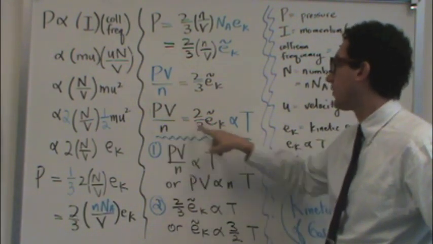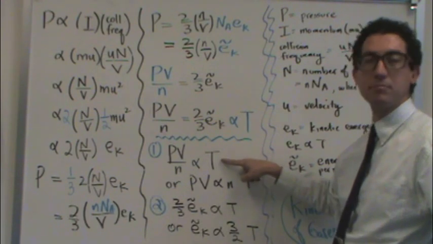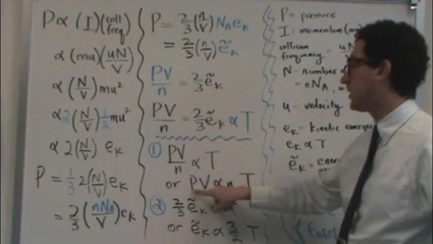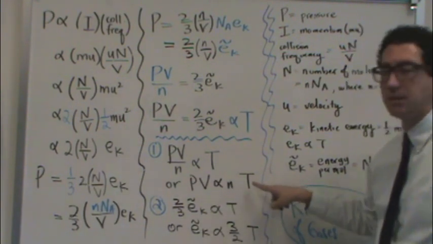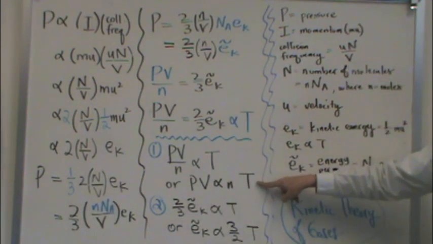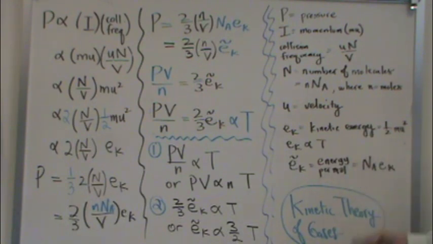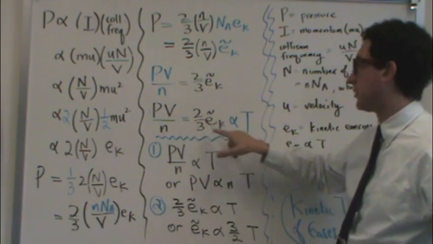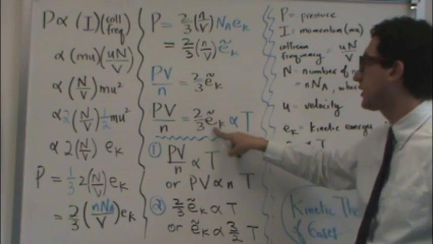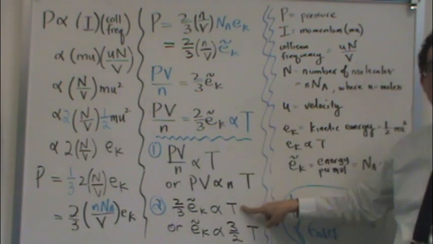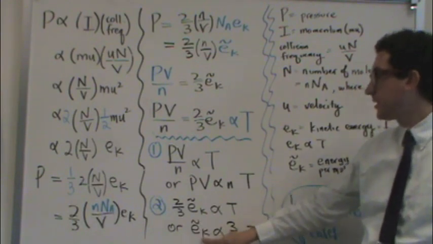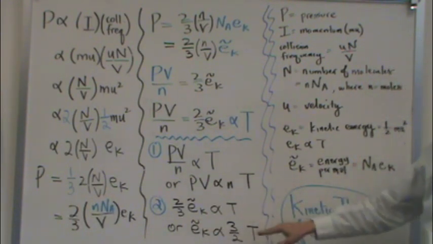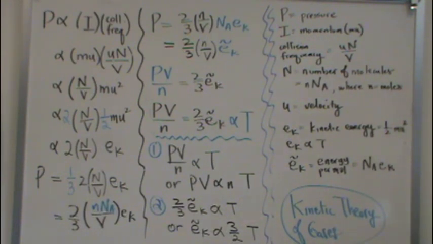That has two results, actually. First, PV over n is proportional to temperature. So I wrote that down here. And I rewrote it, bringing the n to the right. PV is proportional to nT. You're going to see me work with this equation in class. It has a second result. The right-hand side is also proportional to temperature, or 2/3 EK squiggly is proportional to temperature. And I rearranged that to solve for EK. EK squiggly is proportional to 3/2 T. You're also going to see me work with that in class as well.